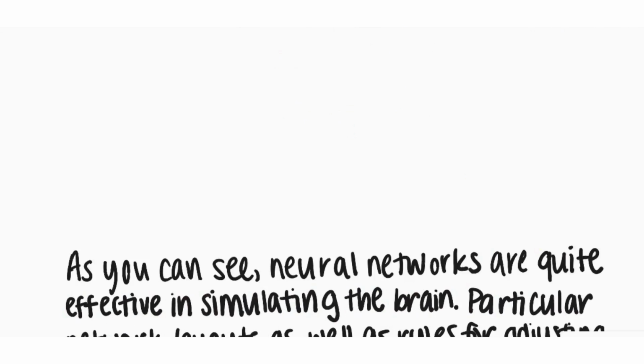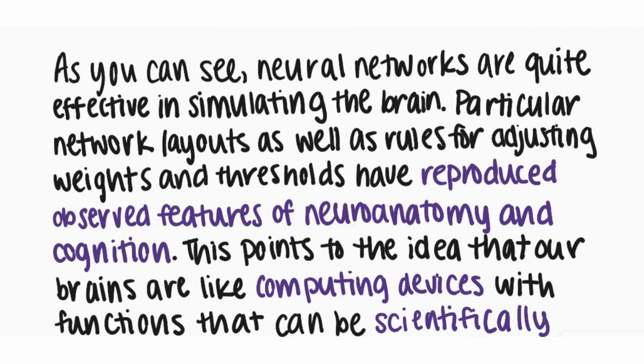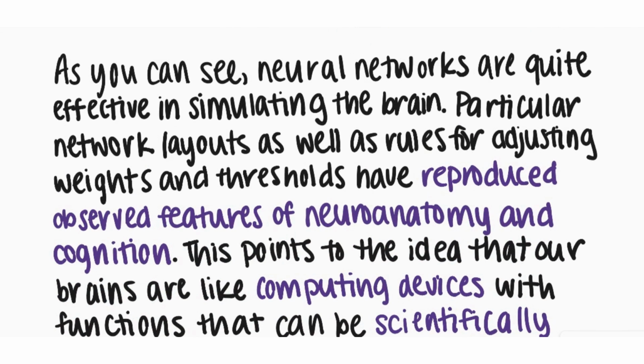And definitely we've learned a lot about them. And as you can see, neural networks are quite effective in simulating the brain. Particular network layouts, as well as rules for adjusting weights and thresholds, have actually reproduced observed features of neuroanatomy, or the anatomy of the brain, and cognition. So not only can we use neural networks to enhance our AI models and solve many real-world problems, but we can also, to some extent, understand the way our own brains work by modeling it with computers.